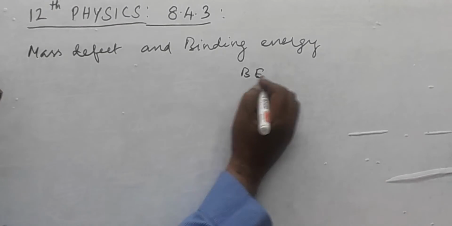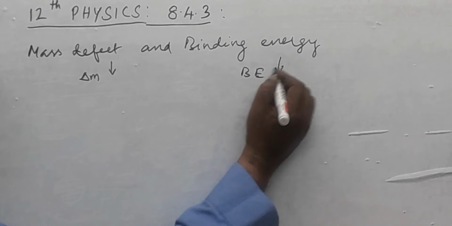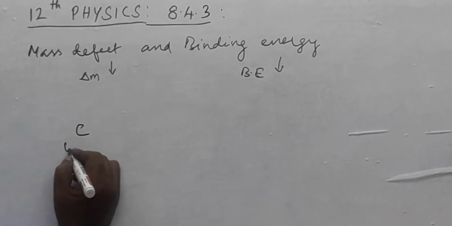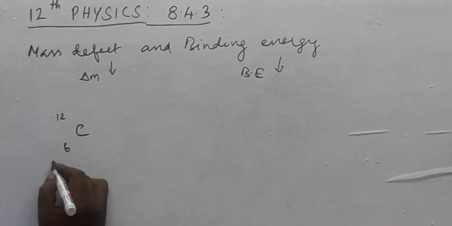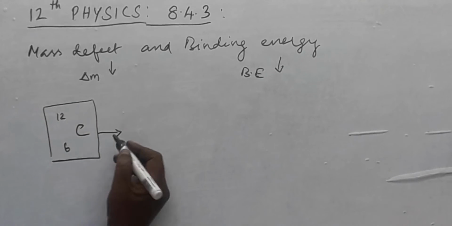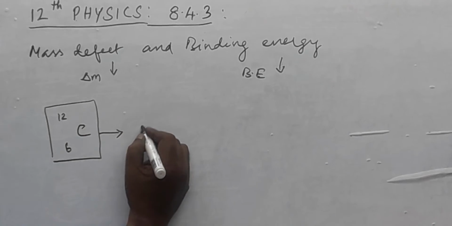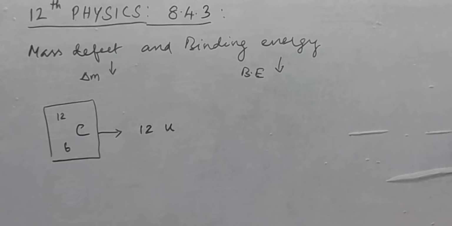BE. This is called delta M. It may represent binding energy, which is BE, and delta M is nothing but mass defect. Suppose you consider a 6C12 carbon atom. You calculate the total atomic mass of this carbon atom, which is equal to 12 atomic mass unit.